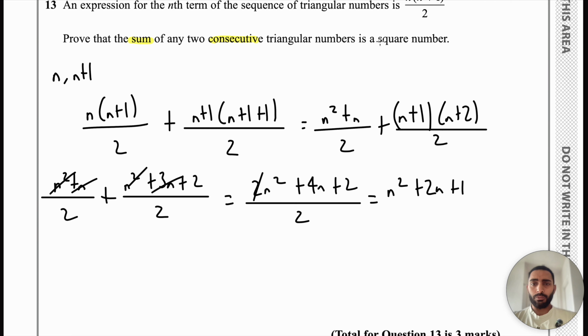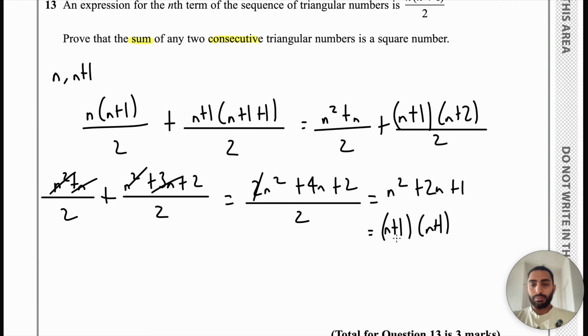So now I need to prove somehow that this is a square number. Could I factorize this? I'm looking for two numbers that multiply to make 1, and they're going to add to make 2. So this one's quite simple. The only factors of 1 are 1 and 1. So in my first bracket is n plus 1, and in my second bracket will also be n plus 1. And I can rewrite this so that it's more obvious that it's a square number.